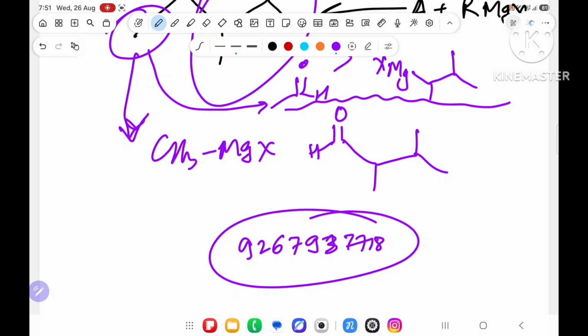After that ether, after that phenol, and then I will try to complete this chapter.